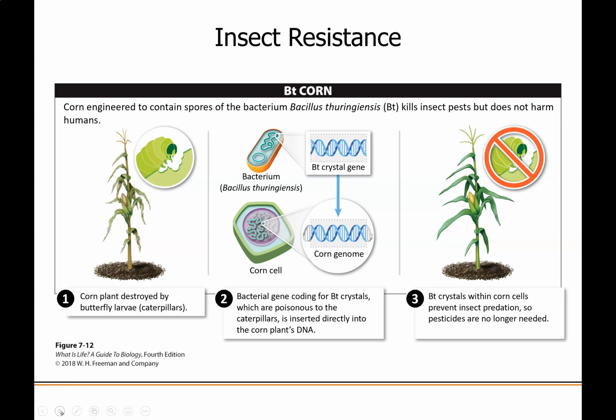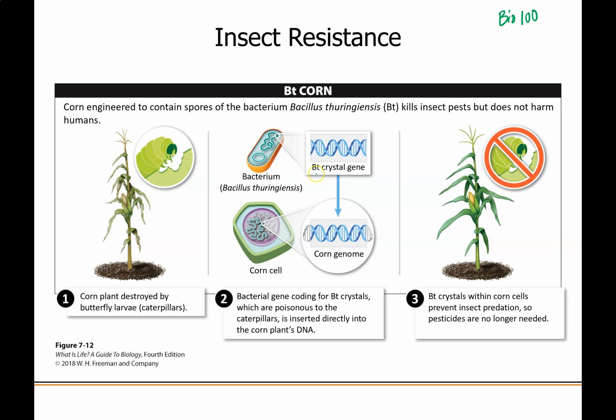So here's an example. This actually comes from my Bio 100 textbook that we use in that class. But I think it's really interesting. Our book doesn't give an actual example of an application of this plasmid use. They tell us how we can use them, but they don't tell us how they are specifically used. So this corn is engineered to contain a gene from a bacterium called Bacillus thuringiensis, and that bacterium naturally produces a little crystal that actually kills insects when they eat it, but doesn't harm humans.